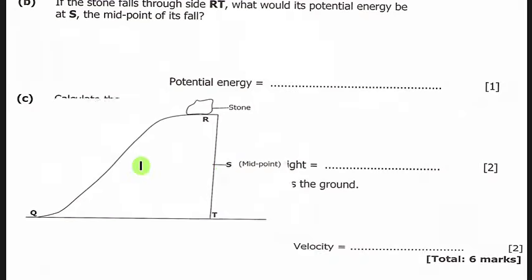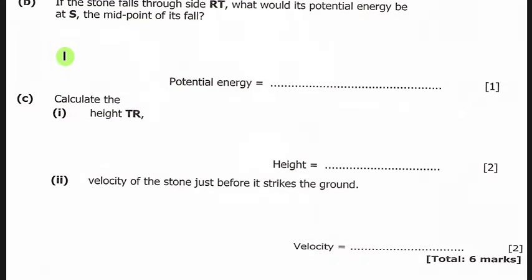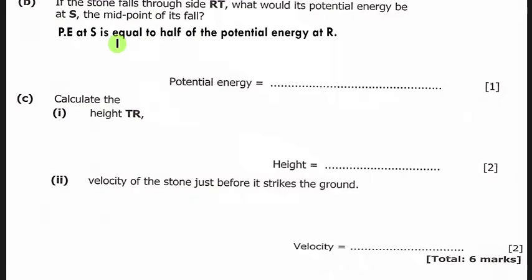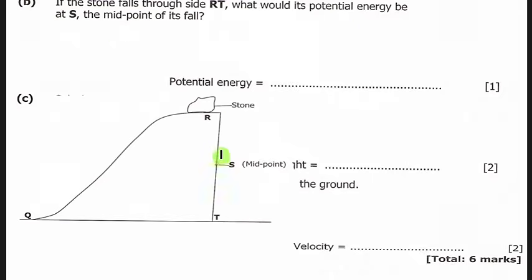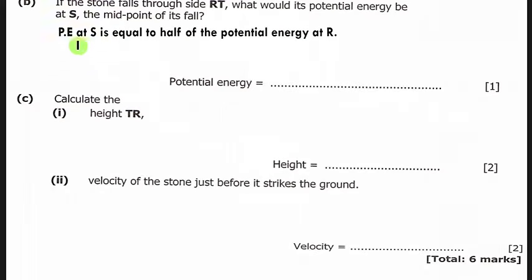So simple, right? Because here we are saying potential energy at S is equal to half of the potential energy at R. Since S is in the middle, and at R it is 72, when it has moved halfway, it is 72 divided by 2. That's why the potential energy at S is equal to half of the potential energy at R. So potential energy is half times 72, which gives us 36. So we are halving this one, then we are getting 36 joules.